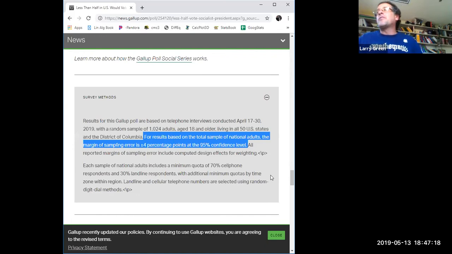But here, for results based on the total sample of national adults, the margin of sampling error is plus or minus 4%, with a 95% confidence level. So can you tell me what their confidence interval is if you believe what they said? The hint is, again, 47%, that was their sample proportion, not their population proportion. So can you tell me what the 95% confidence interval is? From what number to what number? That's a hint based on what I've highlighted here.